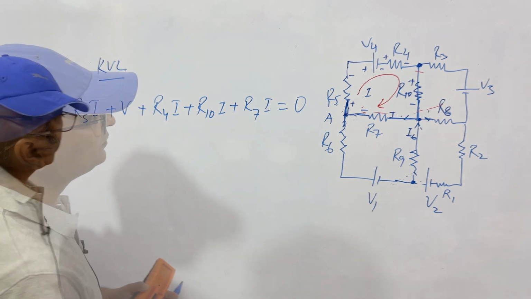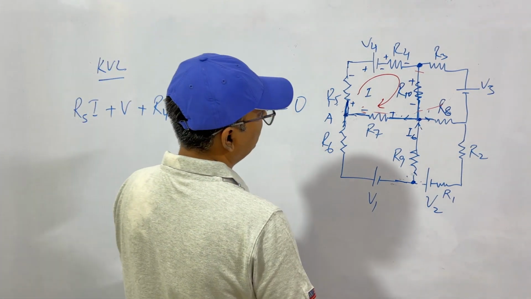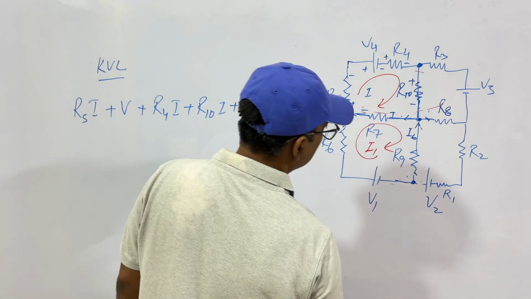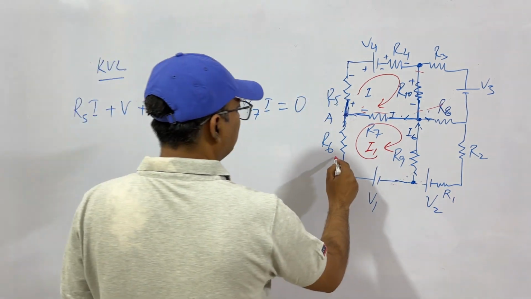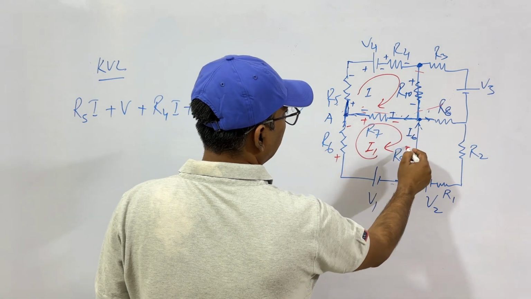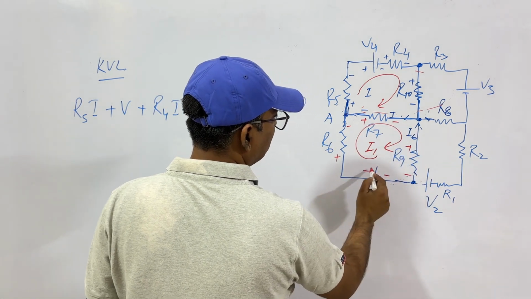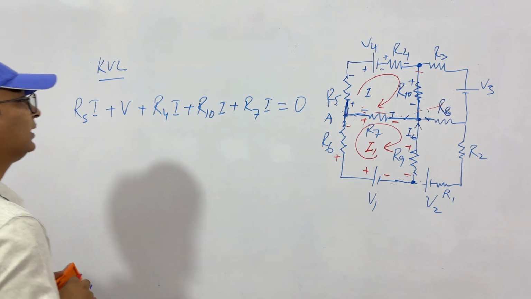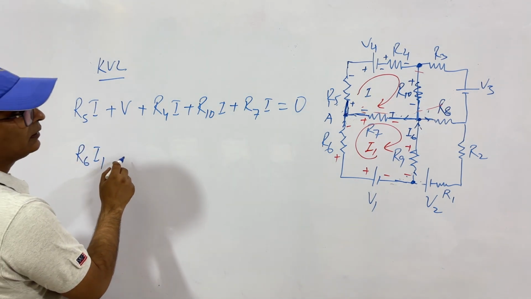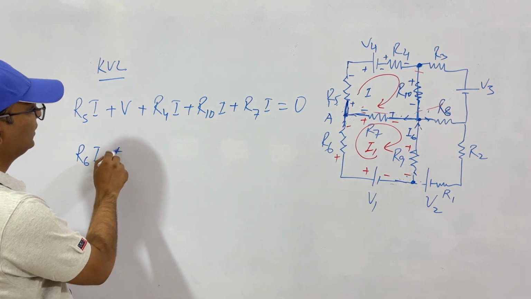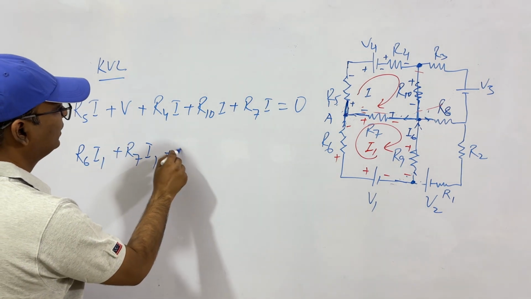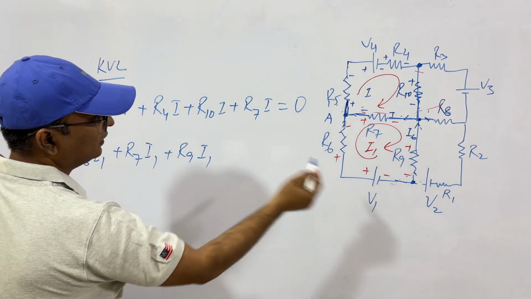This is zero. Let's say we talk of a loop which is this one. Let's say this current is I1. So what happens? You have plus minus, current is entering. So plus minus, plus minus, plus minus, and this is minus plus. So this loop will be R6I1, then R7I1, R9I1, then minus to plus.